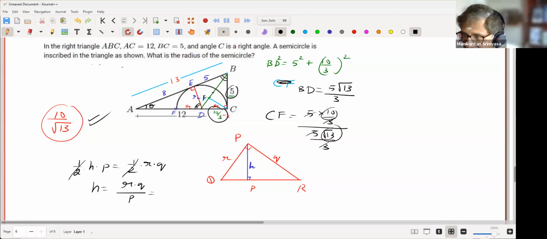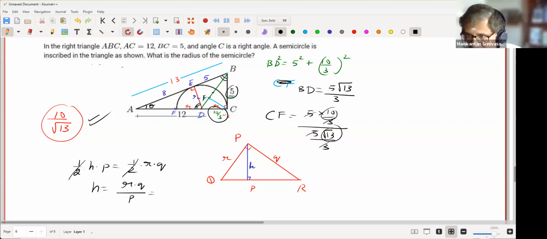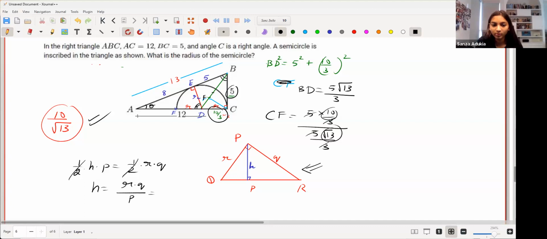Okay, Sana, are you ready to explain? Did you understand what I said about finding H? Yes, I did. Finding H and then just applying that to this problem. Just describe the generic problem. In a right angle triangle, if the two sides are given and the hypotenuse is given, how do you find the height to the hypotenuse? Go ahead, Sana.